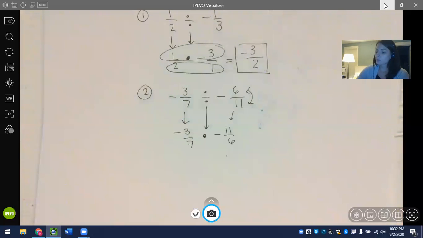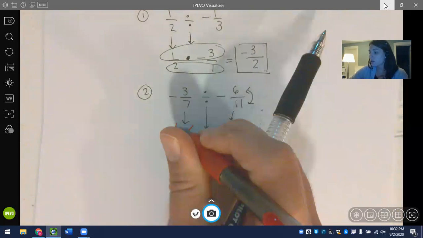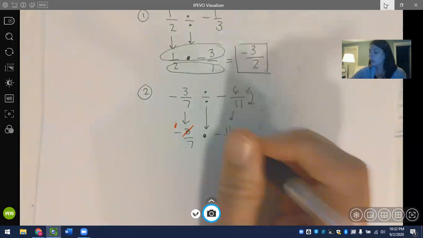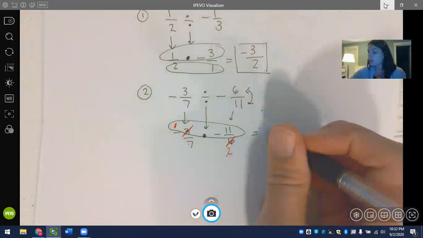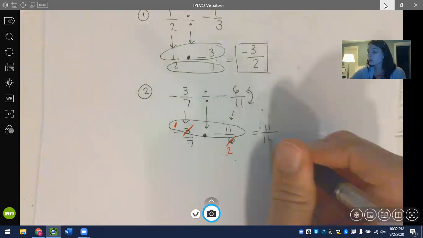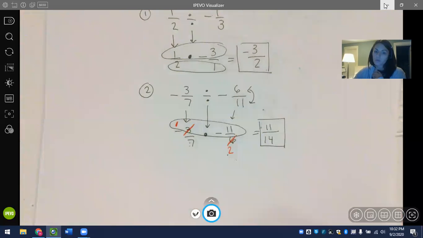So just like when we were multiplying before, I'm looking to see if I can reduce, and I can reduce here 3/6 to 1/2. And now multiplying numerator, negative times a negative. Again, we knew this was going to be a positive, so positive 11. And 7 times 2 gives me 14. So I get positive 11/14.